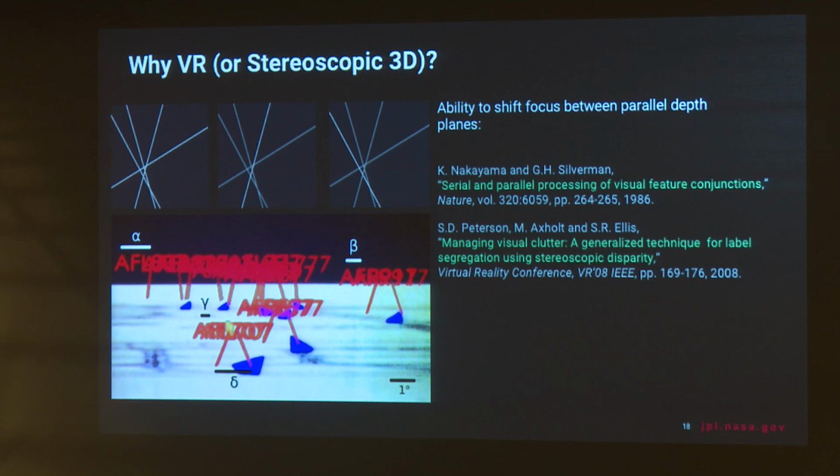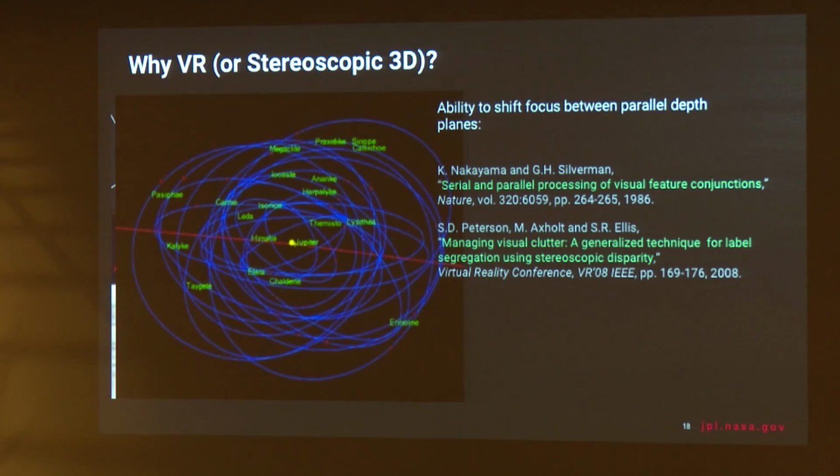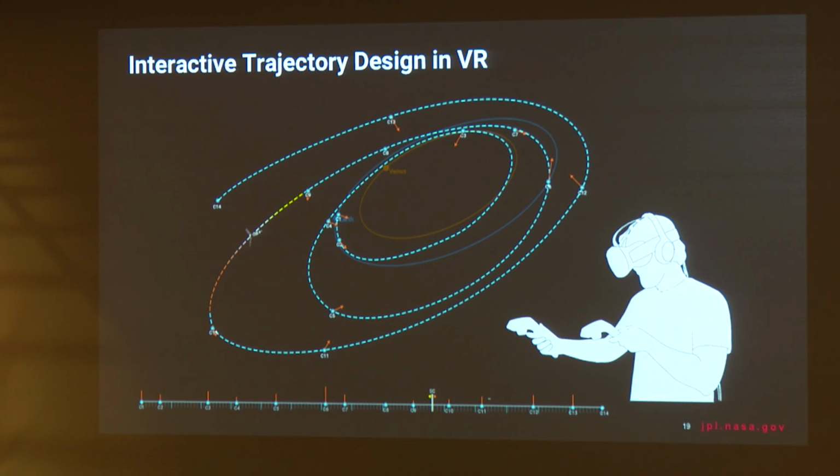The other benefit, also mentioned by Wolfgang, is the ability to shift focus in different depth planes. This is true, and it makes selection harder, but at the same time, it allows us to focus on different depth planes, so as to avoid visual clutter. A study showed that with stereoscopy, we are able to read overlapping labels in 3D. Imagine how it would help to view these complicated trajectories.